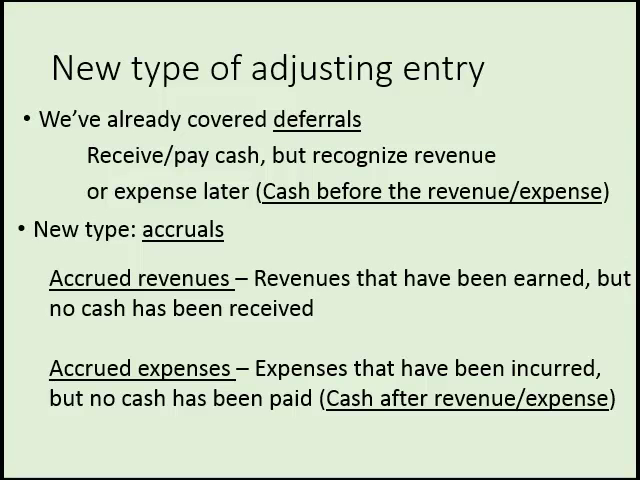Today we're going to talk about a new type of adjusting entry. We've already covered deferrals, where we receive or pay the cash first before we recognize the revenue or expense later. So in other words, the cash comes before recognition of the revenue or expense. With our new type of adjusting entry called accruals, the cash comes after recognition of the revenue or expense.